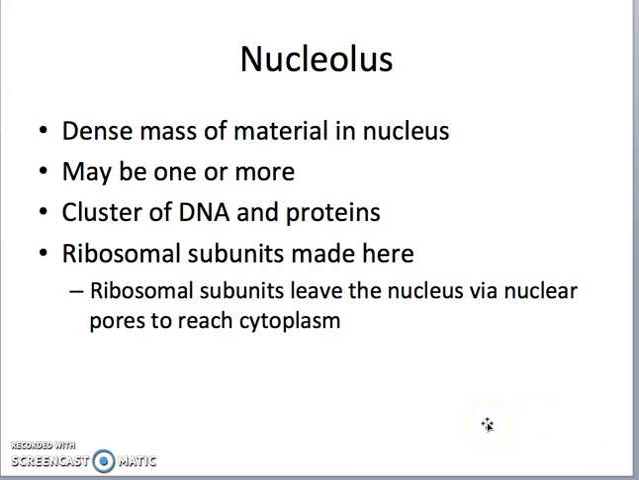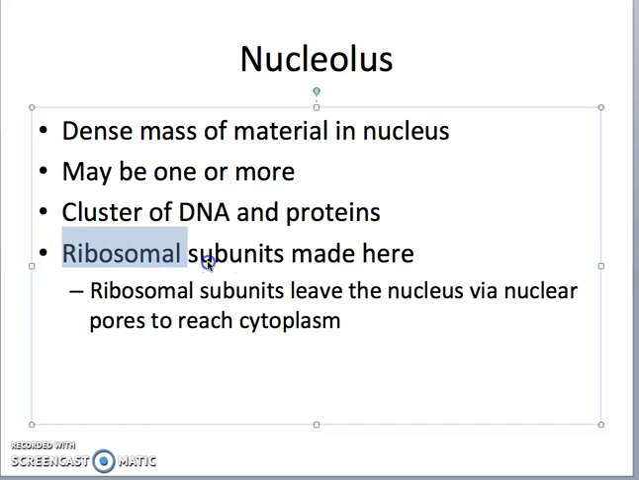Okay, the nucleolus is that dark area that we saw in the first picture. It's a dense mass of material in the nucleus, and some cells have more than one. We know that it's a cluster of DNA and proteins. It's not the DNA that we typically think of as nuclear DNA or the genome. The critical part for the nucleolus is that the ribosomes are actually made here.